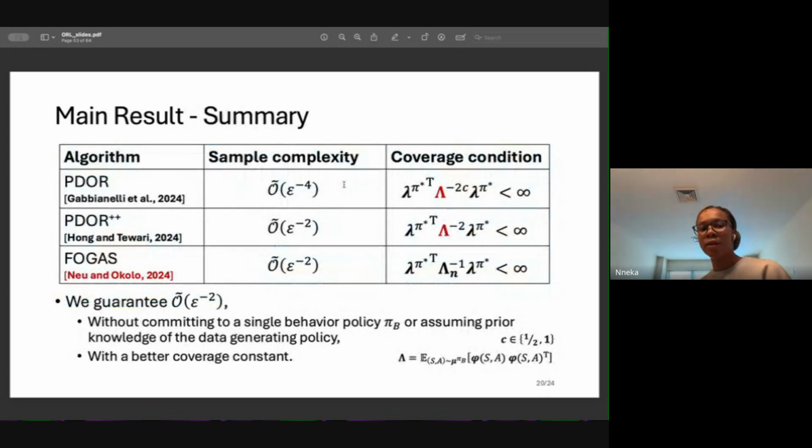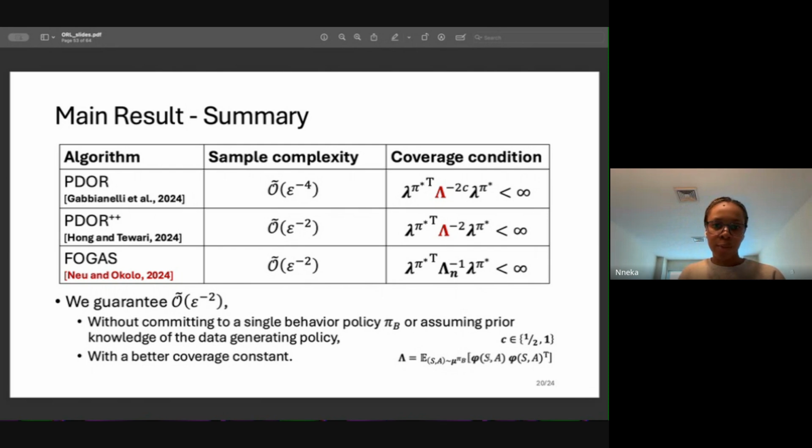And just to put things into perspective, here I have the algorithms by Gavianelli et al. and Hong and Tewari. And here lambda pi b is some behavior policy, and lambda n is the feature covariance matrix under the occupancy measure induced by this behavior policy.